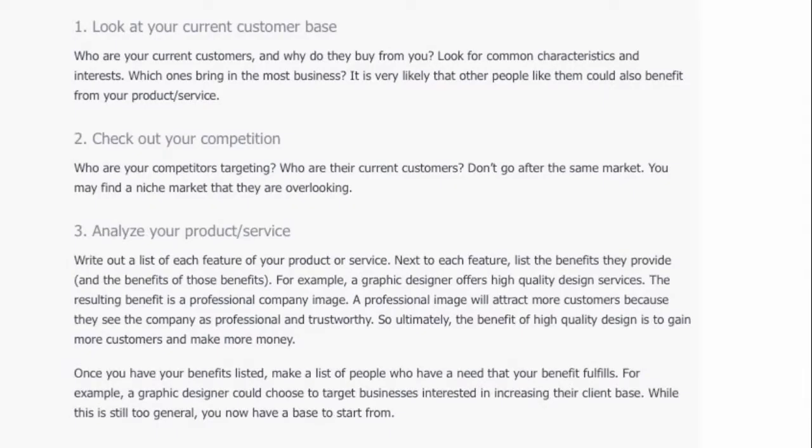Now here are some steps to finding an ideal target market or target audience. And this is taken from a resource that is within this worksheet in the last lesson and in the resource PDF for this lesson. First of all, look at your current customer base. Who are your current customers and why do they buy from you? Look for common characteristics and interests. Which ones bring the most business? Is it likely that other people like them could also benefit from your product or service? And then check out your competition. Who are your competitors targeting? Who are their current customers? Don't go after the same market. You may find a niche market that they are overlooking.